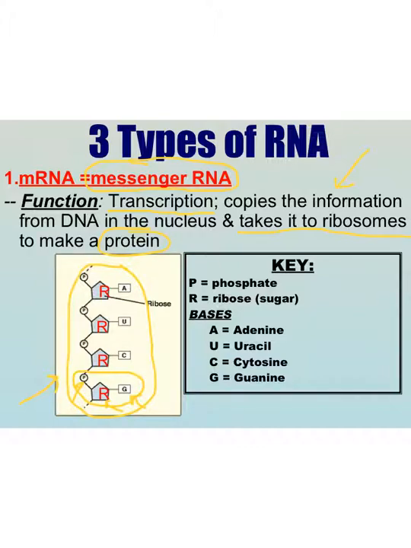You have to remember the differences between DNA and RNA. Another difference between DNA and RNA is this base right here. Whoa, U, where'd you come from? So with RNA, it's not A, T, C, and G. It's A, U, C, and G.